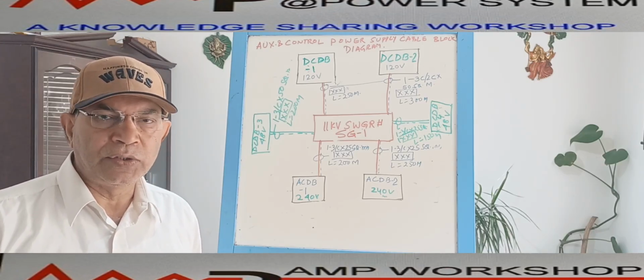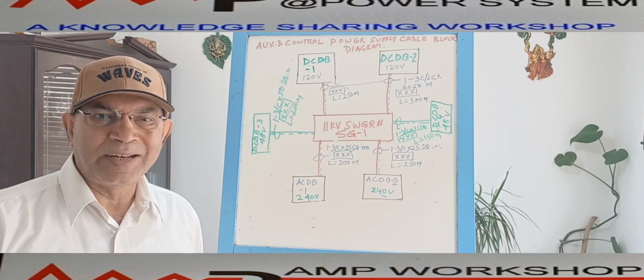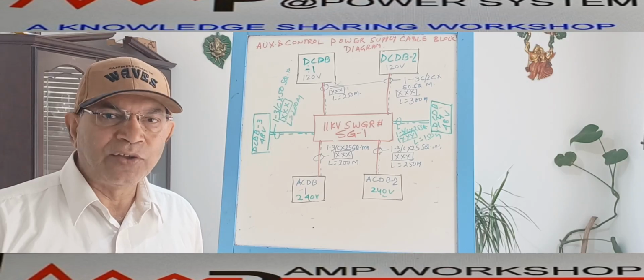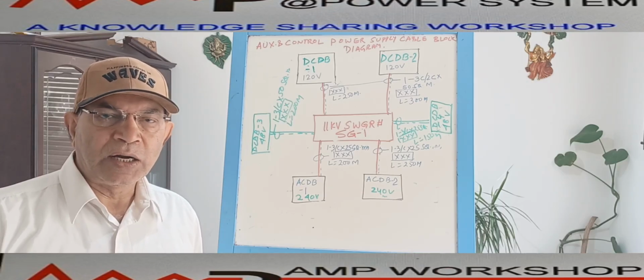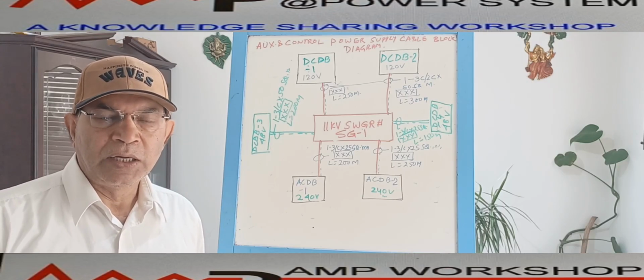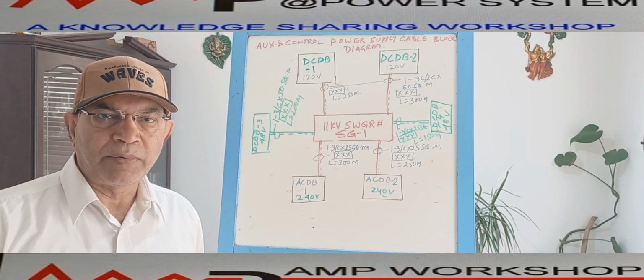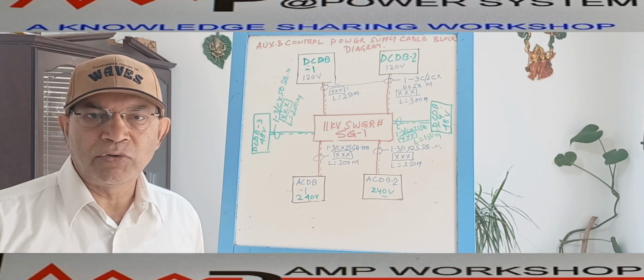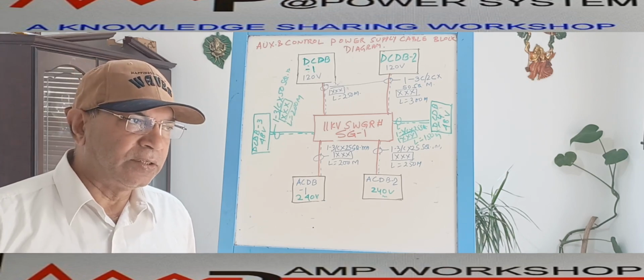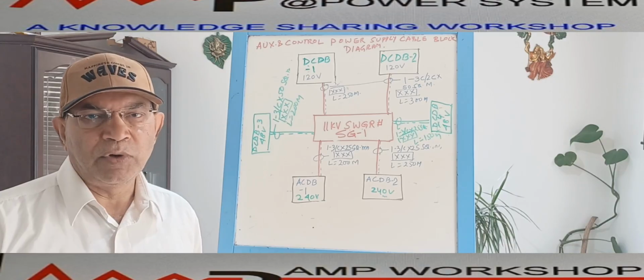In addition to this, there are protection relays, transducers, and the annunciator on the switchgear that also need an auxiliary power supply. That control power we supply from the 48 volt DC supply or 24 volt DC supply. In this discussion, we are considering 48 volt DC supply.